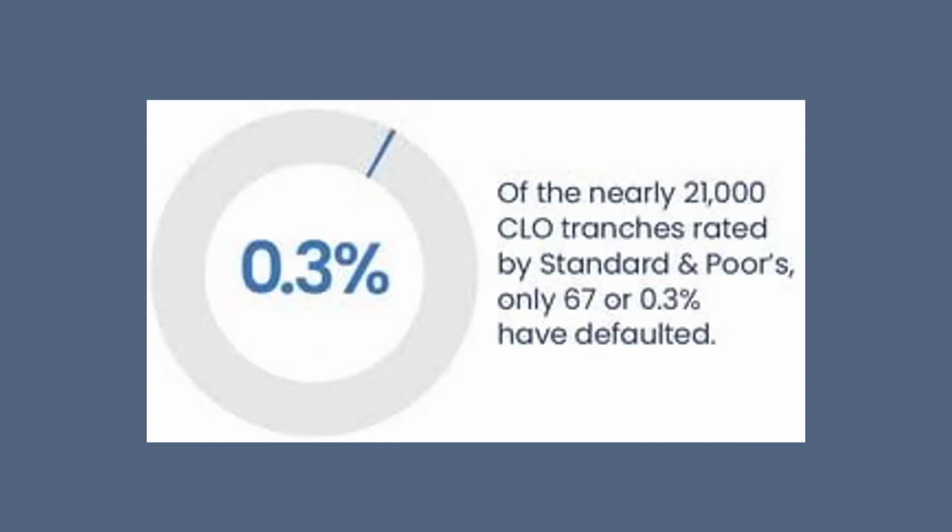This is a quick picture that I think speaks to how strong CLOs have performed. Of the nearly 21,000 CLO tranches rated by S&P, only 67, or 0.3%, have defaulted. That is quite literally insane, especially in the credit space, especially during the 2008 crash, as well as COVID in 2020, the pandemic, where we had a recession in our economy. Even through macroeconomic downturns, CLOs have stayed strong and consistent.